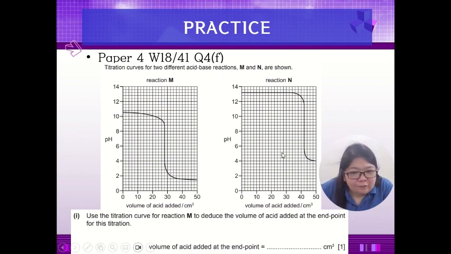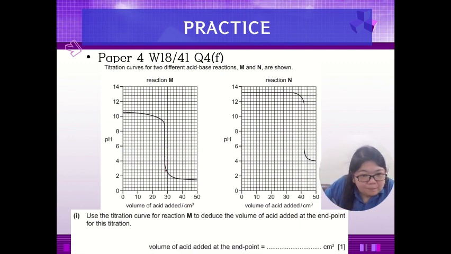Use the titration curve. You are supposed to deduce the volume of acid added at the end point for this titration. Now, how do we know where the end point is? The end point will be the equivalence point, so you find it in the vertical region. The y-axis will be for pH change, x will be volume of acid added. They want you to find the volume of acid added at the end point. The vertical region is where the end point lies. So from this vertical region, go all the way down.